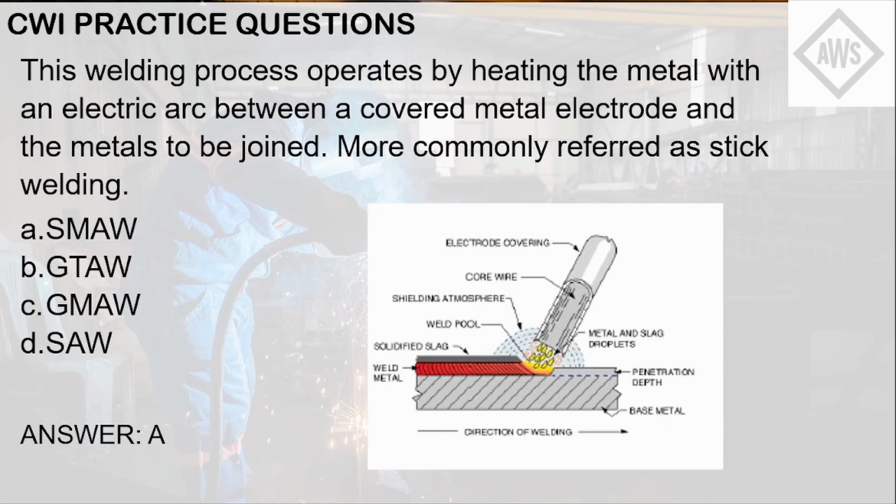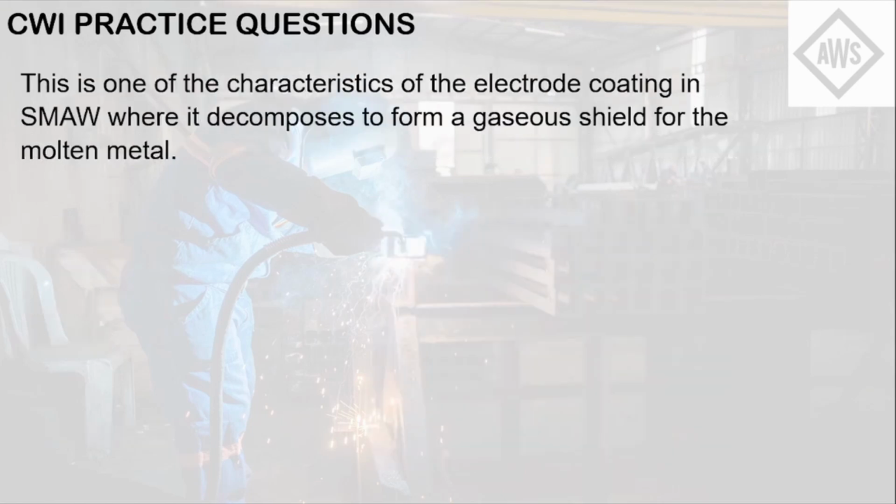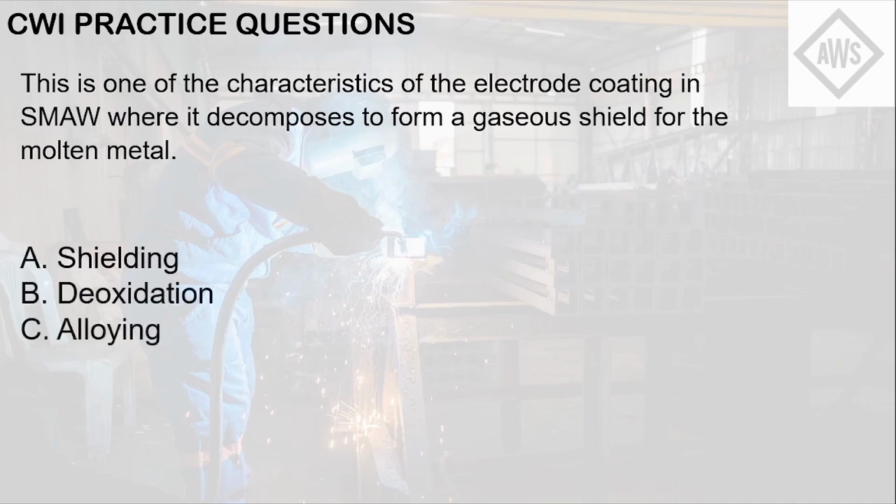So as you can see here, the flux coating of the electrode produces a shielding gas that protects the weld pool from harmful atmospheric gases that will embrittle the weld. So that's the basic principle of SMAW. Next question. This is one of the characteristics of the electrode coating in SMAW, where it decomposes to form a gaseous shield for the molten metal. Letter A, shielding. Letter B, deoxidation. Letter C, alloying. Letter D, insulating.